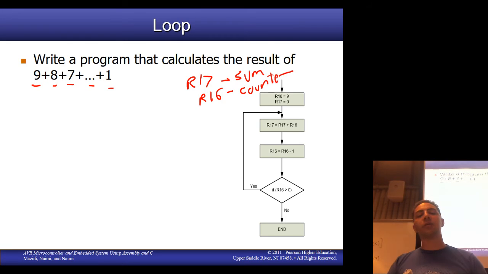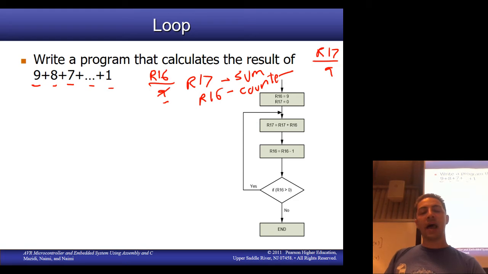So, the first time through this loop, R16 is 9. So we take 9 and we add it to 0, and we get 9. And that gets stored in R17. That's 9. Then we decrement R16. So it was 9, now it's 8.